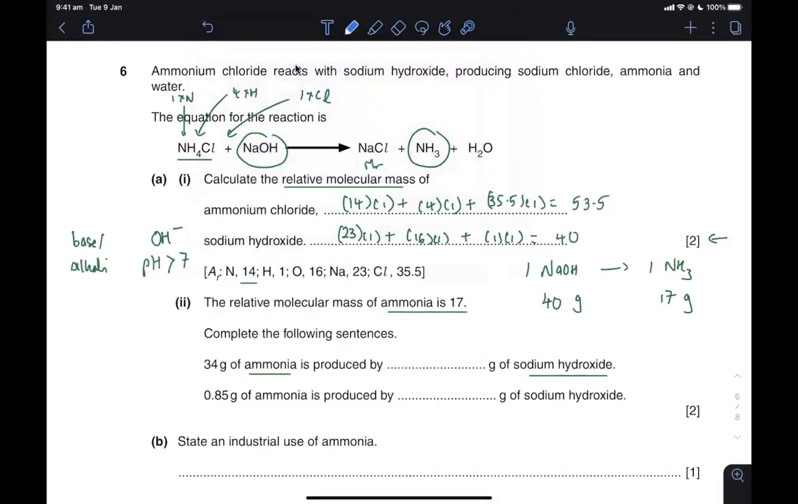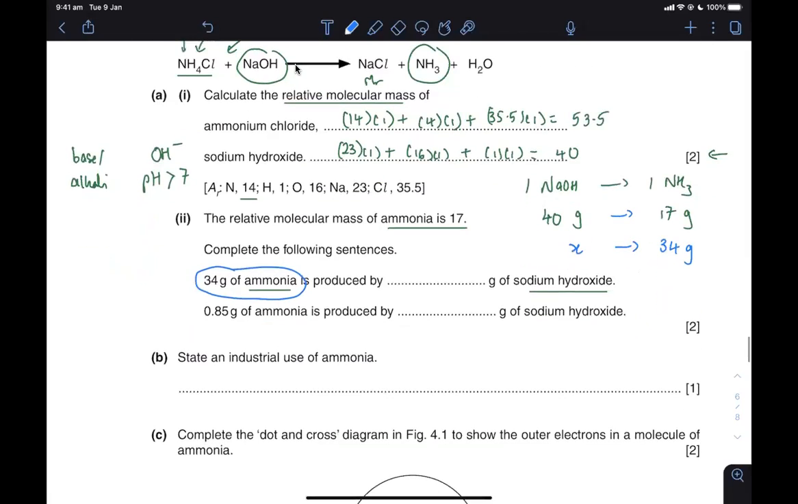So what do I know? 34 grams of ammonia. So I want 34 grams of ammonia. This is sodium hydroxide. This is ammonia. So ammonia, 34 grams is on this side. And what do I know? I have this one as X. So, you know, you cross multiply the numbers. So the opposite side, 40 times 34, just the number, 17 times X. So X equals 40 times 34 over 17, so you must know your calculator very, very well. Okay, so that is 80 gram.